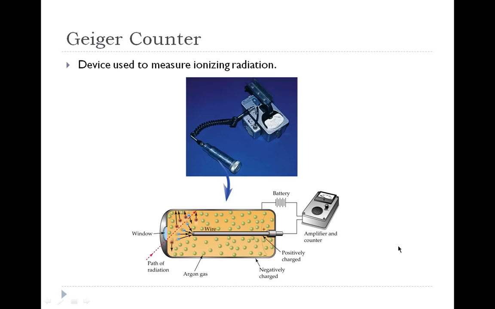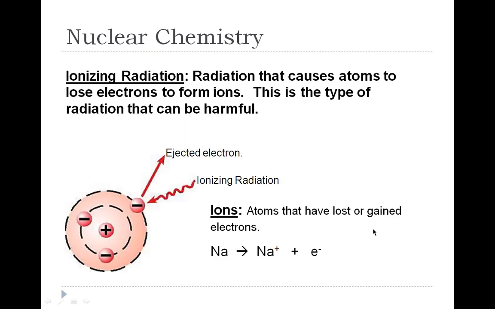A Geiger counter is what we use to measure ionizing radiation. What happens is when radiation hits the detector on a Geiger counter, it causes a gas, argon gas, to be ionized. And those electrons are given off, and then those electrons are detected, and that's how it reads the radiation. So this is where we get to ionizing radiation. Ionizing radiation is the most harmful type because it's radiation that causes atoms to lose electrons to form ions. Duh! This is why it's called ionizing radiation. This is the type of radiation that can be harmful. So if ionizing radiation comes in, hits the atom, and an electron's ejected, that's an example of ionization.